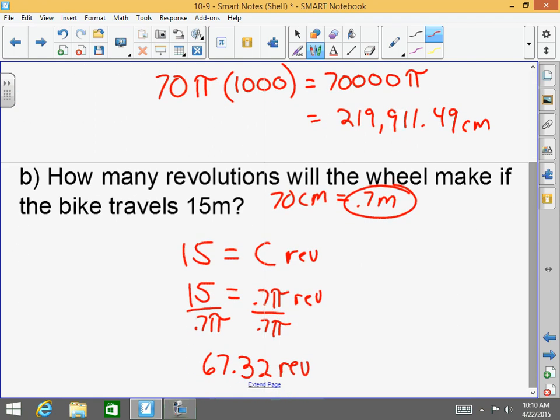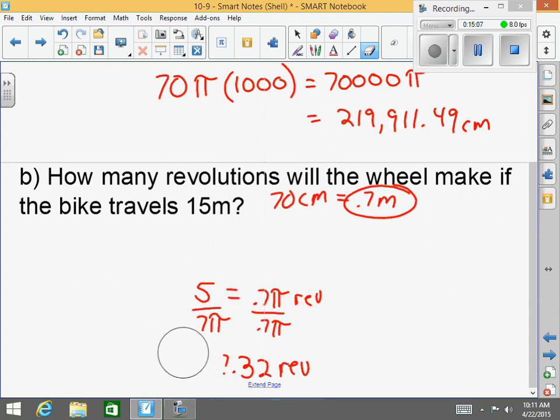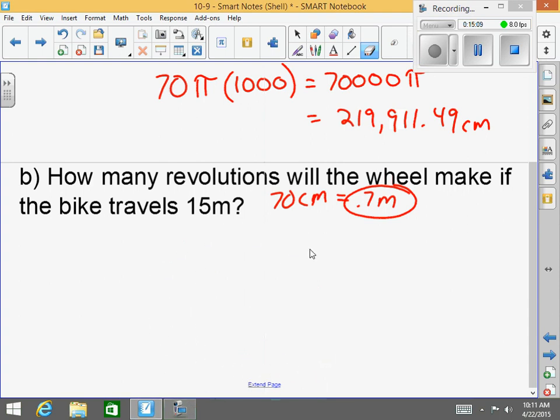I have made a very grave error, and I apologize sincerely. I am wrong. Centimeters to meters, like I tell you guys all the time, focus, pay attention. It's only one place to the left. It's 7 meters. So let's do that again, and I apologize sincerely.